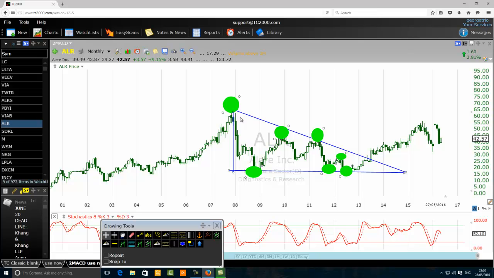Here it is, though we have a descending triangle, which is a bearish triangle, the price in fact found a support here and came out of the triangle. So now we see it's becoming bullish.